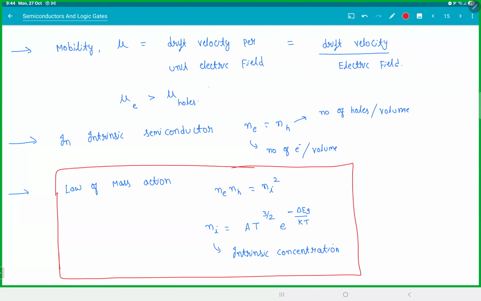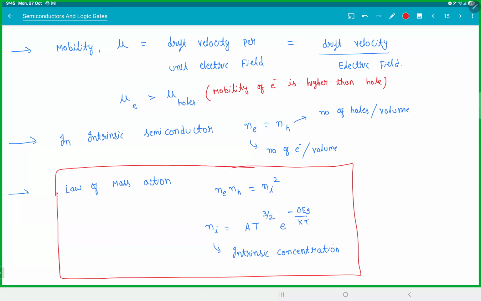The mobility of electrons is more than holes. So electrons move faster than holes. It's almost 10 times higher. That is the reason if you construct an AND gate, it works because of movement of holes. If you construct a NAND gate, it works because of electrons. That's why NAND gates are faster than AND gates. That's why I told you about the PNP and NPN transistor.